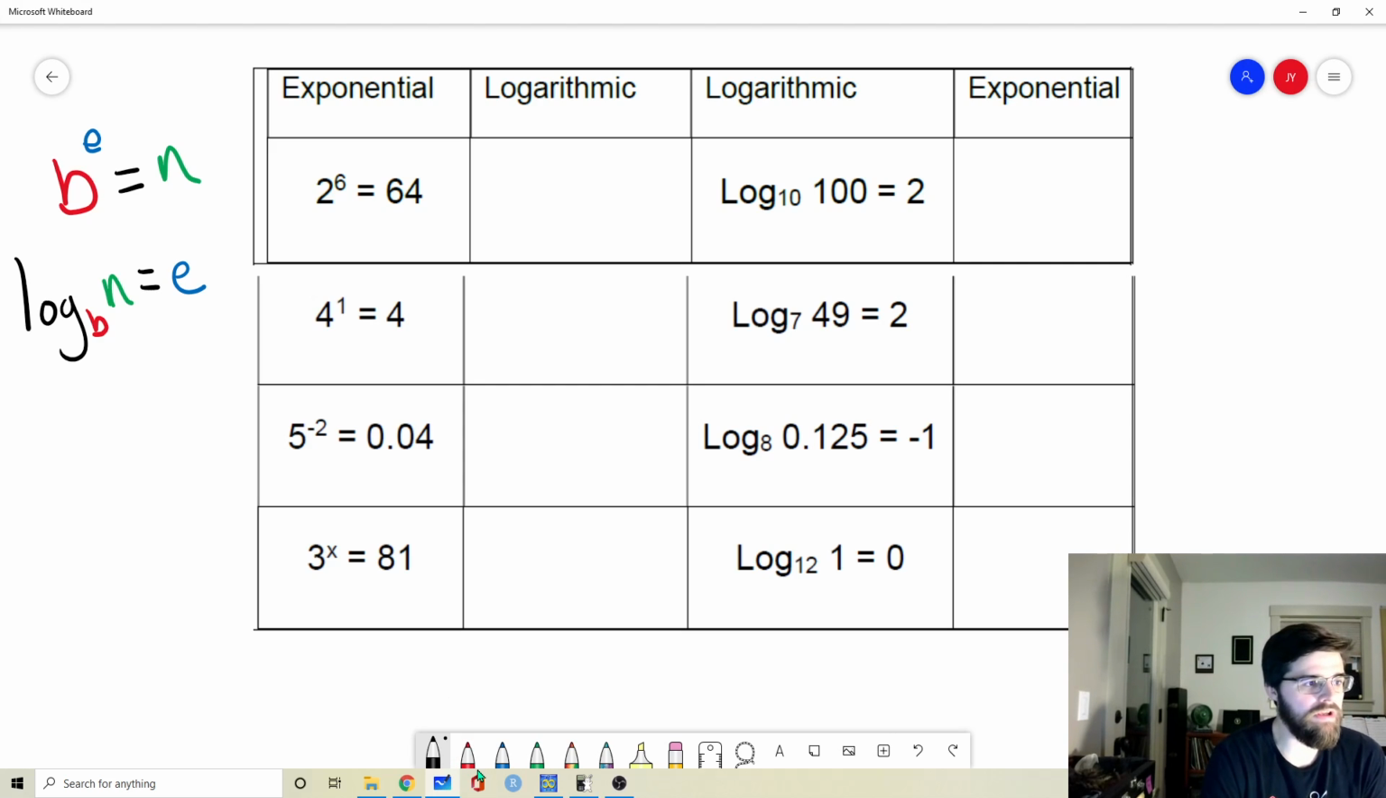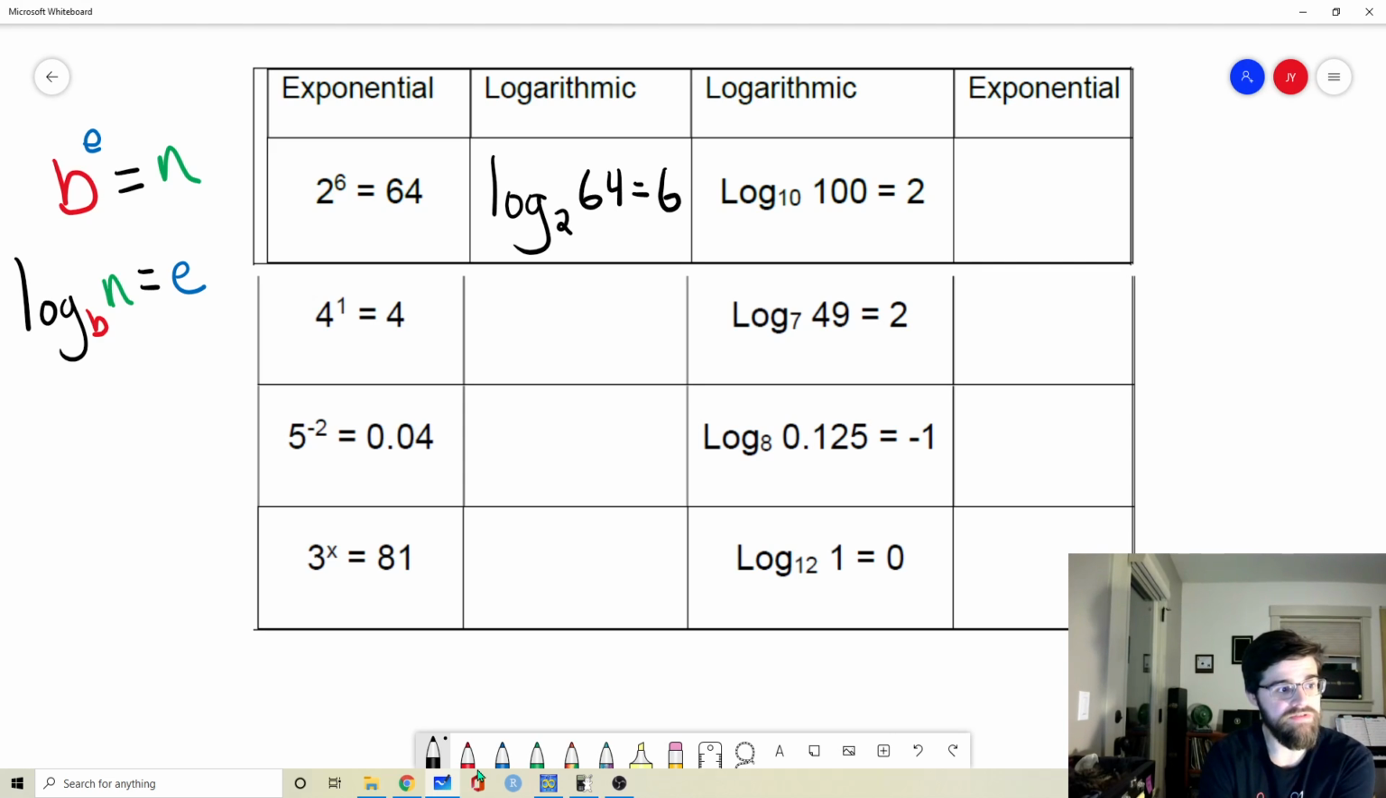Okay, so we can just think about this. We've got 2 to the 6th power equals 64. So the base goes into the subscript, the base of the log. So it's going to be log base 2. The answer in our exponential is the argument of our log. So log base 2 of 64 is equal to the exponent, which is 6. And again, I'm just using this little trick, Ben the log bunny, to help me remember where everything goes.